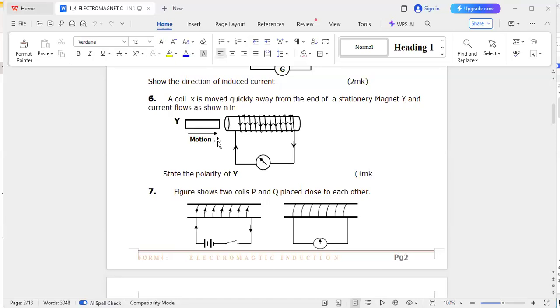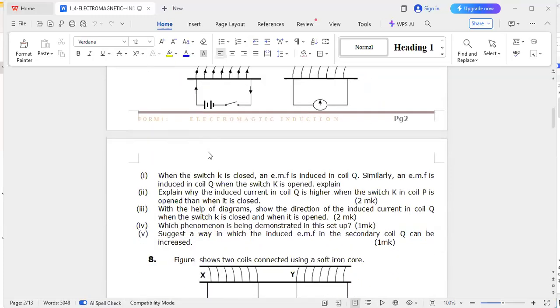Therefore, if this is north, this is south, then this south is opposing this magnet, because from Lenz's law, the pole that develops here opposes the incoming magnet. So this will be south also, so that it's opposed through repulsion, and then Y is north. So the polarity of Y will be north.